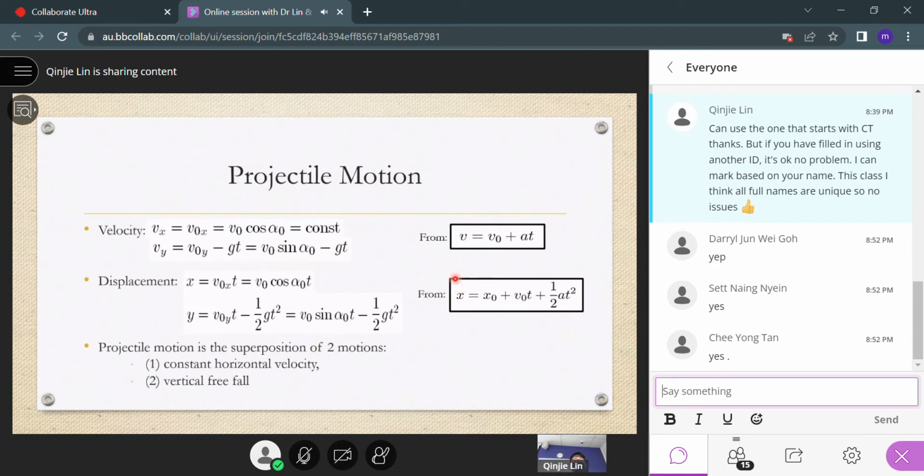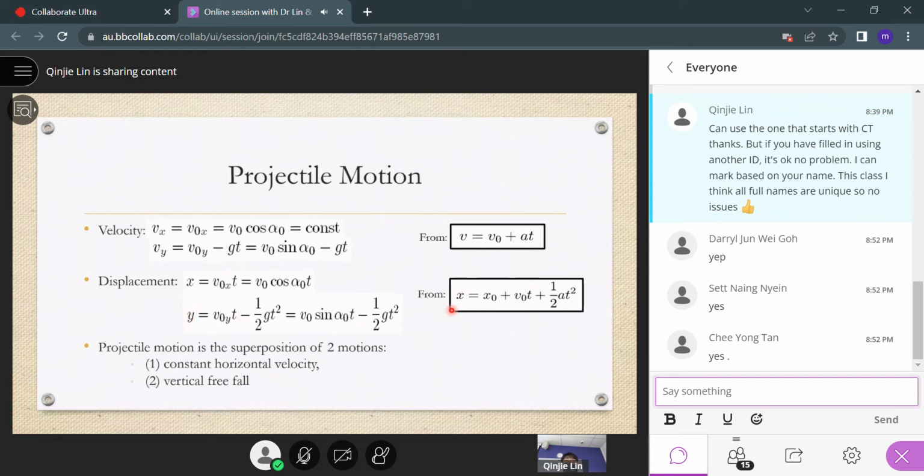Same thing for displacement, you'll be using this equation. This is the same as s equals ut plus half at squared. Then we put in s equals ut, and the half at squared disappears. Why does it disappear? Because remember, acceleration in the x direction is 0. In the x direction, we don't accelerate at all. That's why it disappears. You are left with only one term, which is this one.